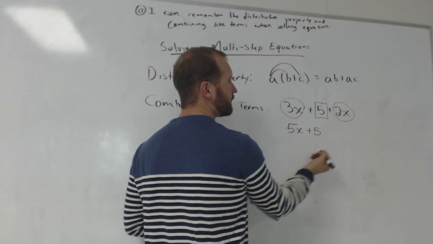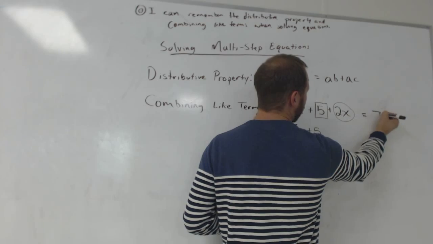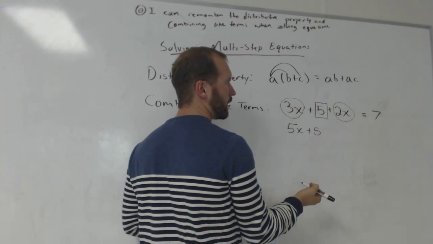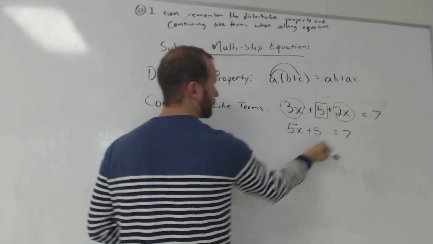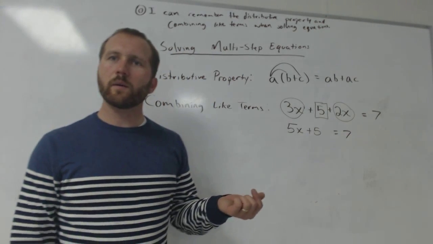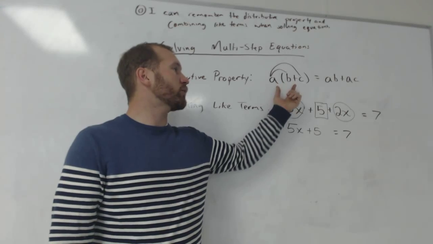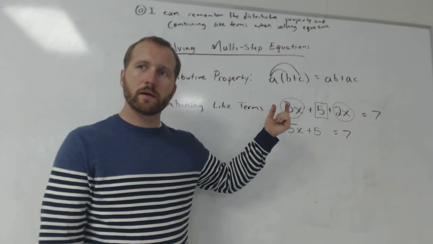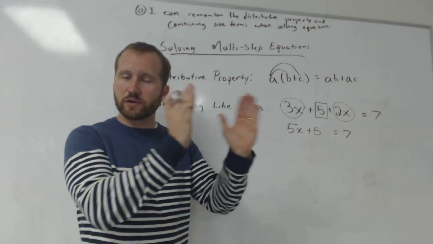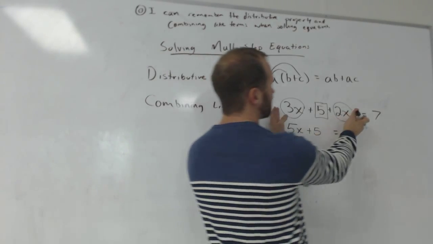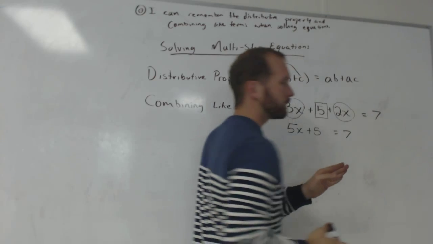And we can do this even if there's like an equals 7 on the other side, right? I could still combine like terms if this were equal to something. So what I want you guys to remember is we've been dealing with expressions for the past couple of days. Now we're moving into equations. An equation is just two expressions. It's one expression equaling another expression.